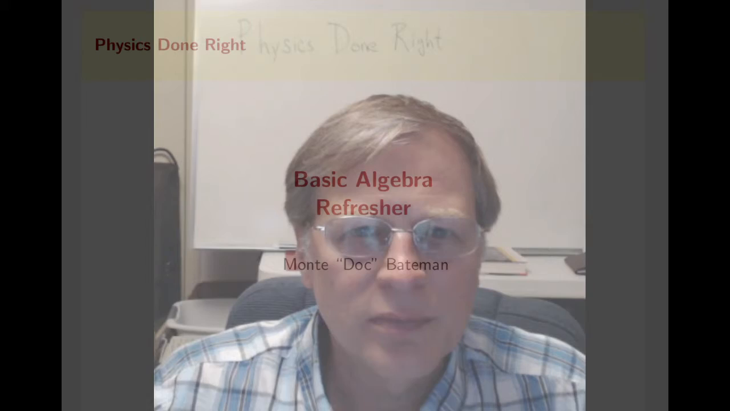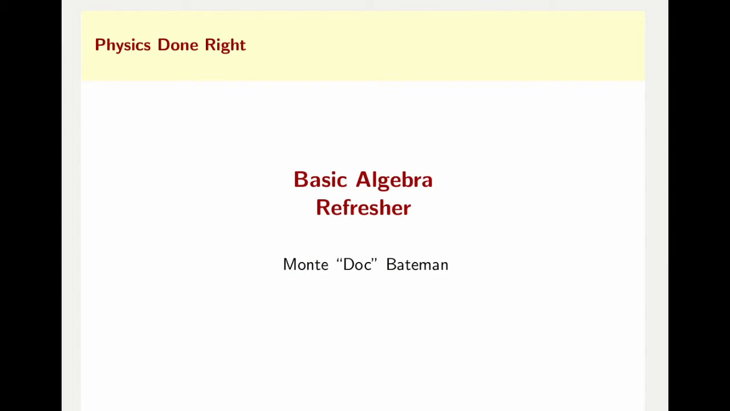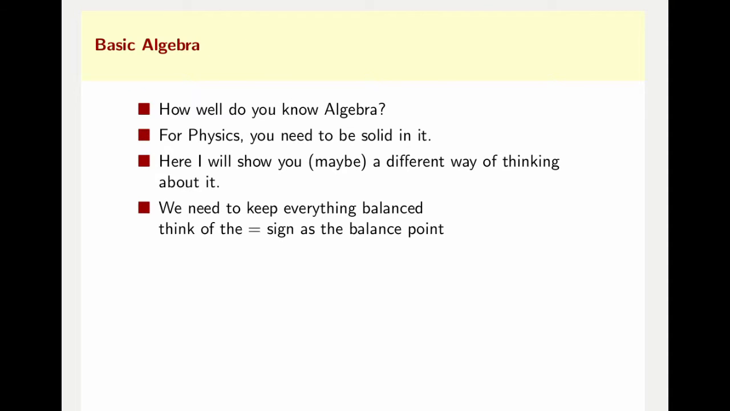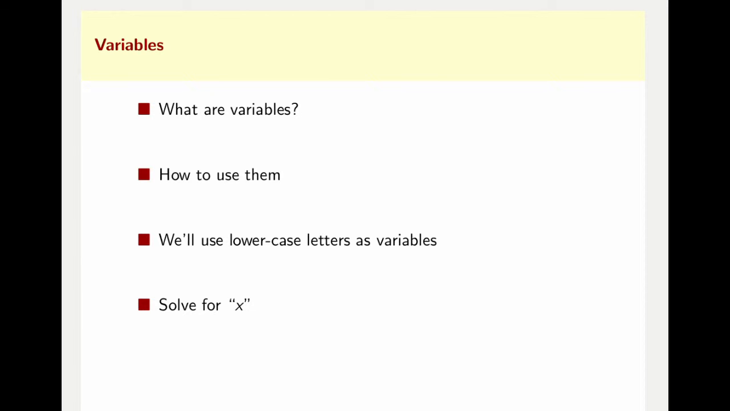Let's get started. Here is a basic algebra refresher. How well do you know algebra? For physics, you need to be solid in it. Here, I will show you maybe a different way of thinking about it. The main thing with algebra is we need to keep everything balanced, and you think of the equal sign as the balance point. So we start by talking about variables.